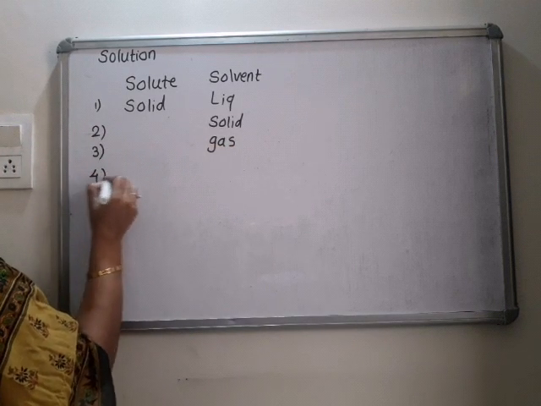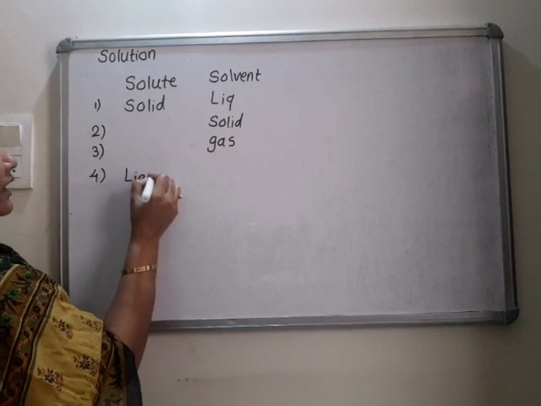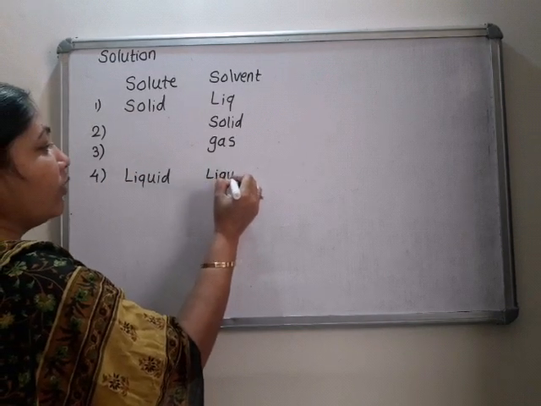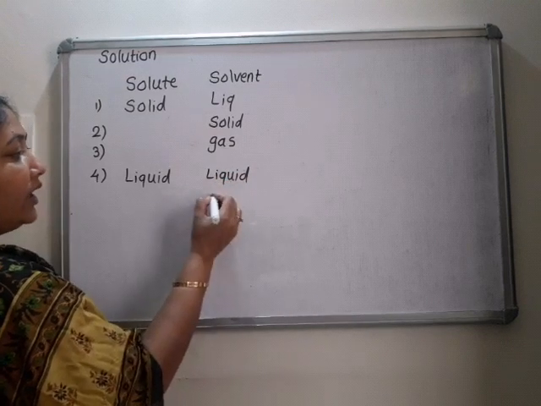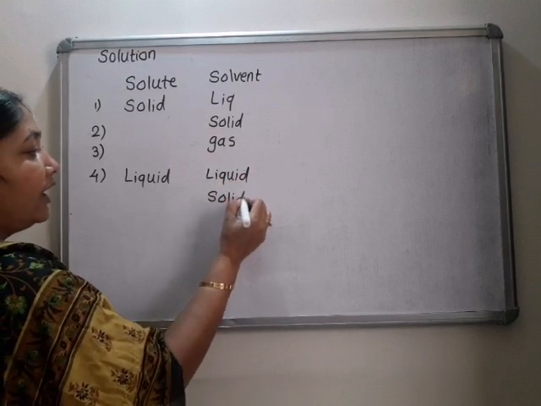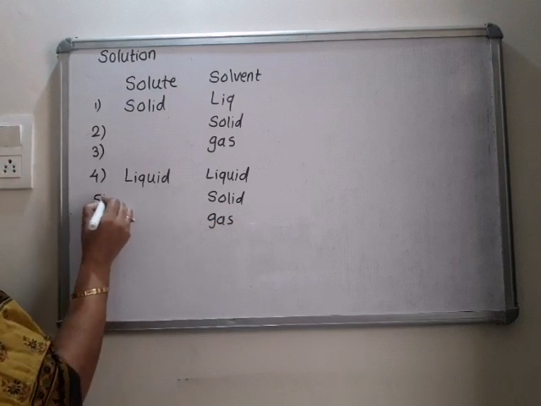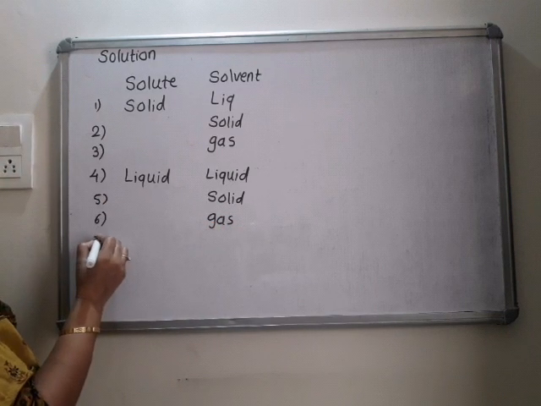Next class: liquid is taken as solute and added in another liquid solvent. So liquid in liquid, liquid in solid, and liquid in gas. These are 3 more different types of true solutions.